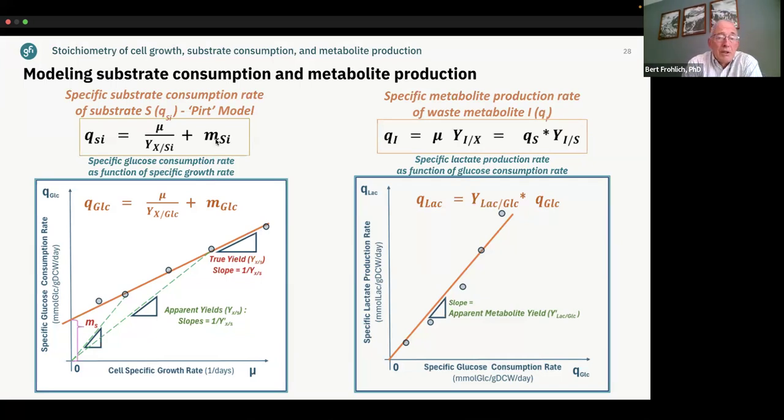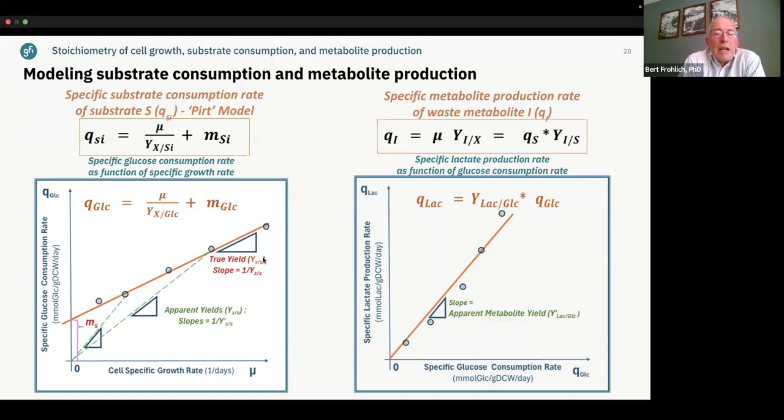If you plot that equation on coordinates of growth rate versus specific consumption of the substrate, you should get a straight line if this model holds. And the slope of that line would be the equivalent of the inverse biomass yield, which is Y sub X/glucose.